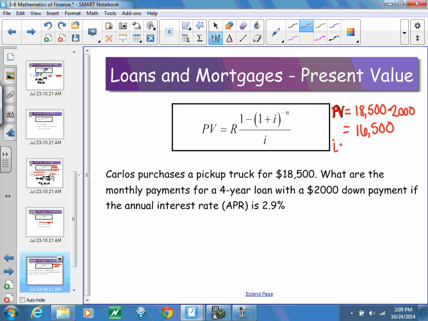Our value of I that's going to be used here, we're going to take this 2.9% and divide it by 12 because this interest is going to be added on every month since you're making monthly payments. So we're going to have to add the interest on every month, and how many payments we're going to be making. Since there are 12 months in a year and he's going to be doing a 4-year loan, we're going to take 12 times 4, so that's going to give us 48 payments that are going to be made over this period of time.